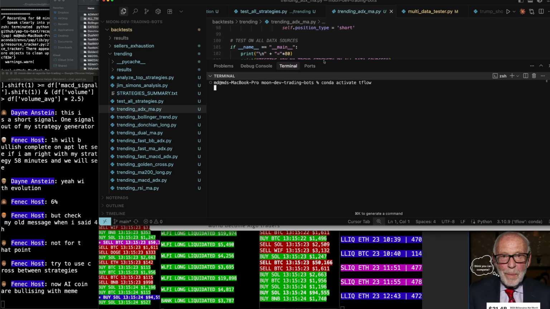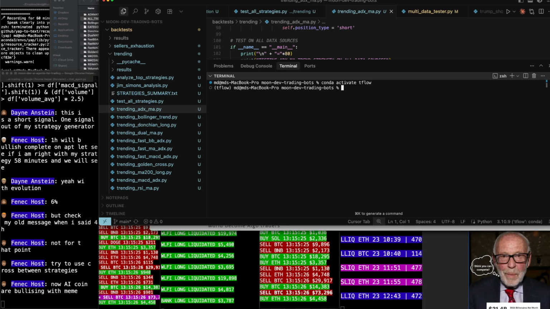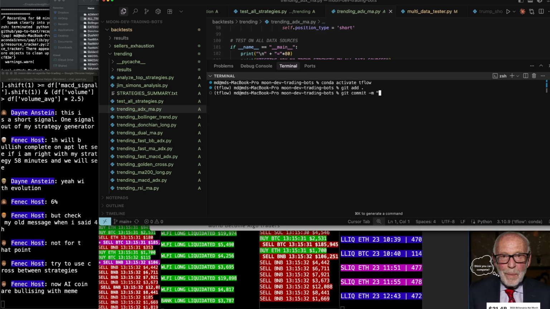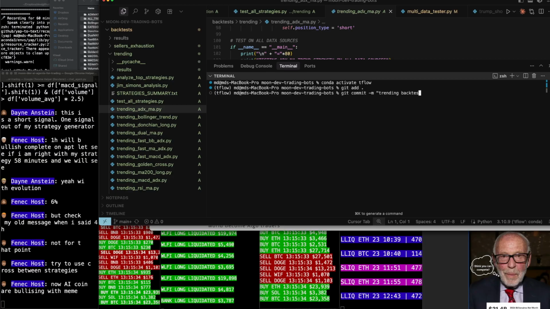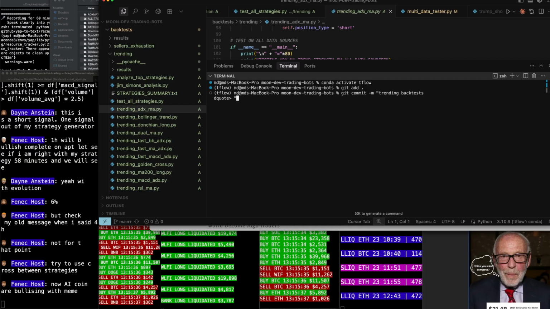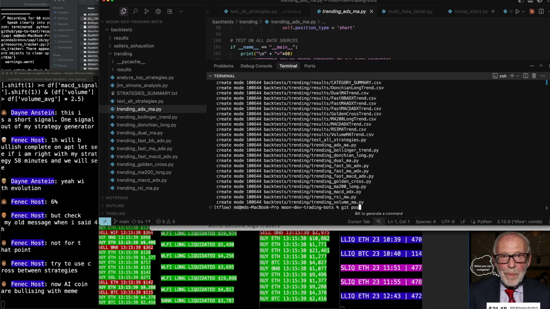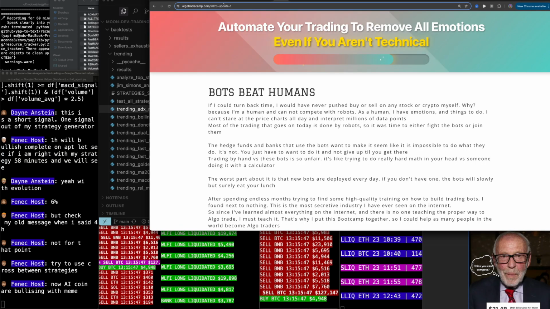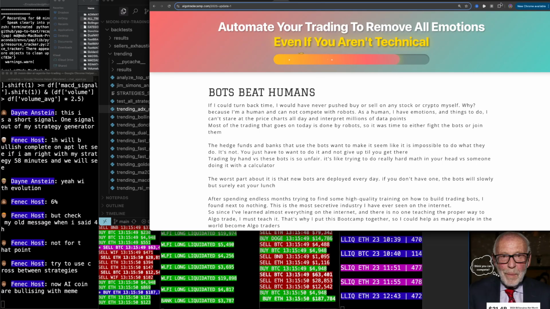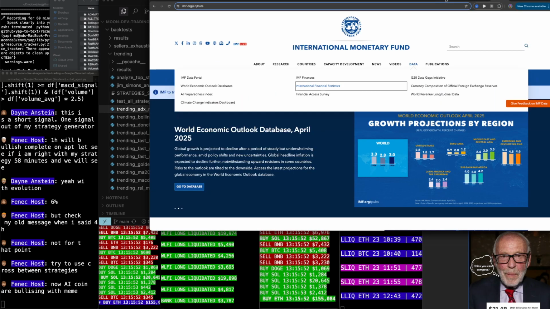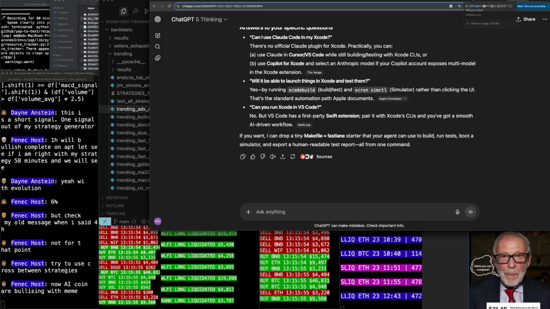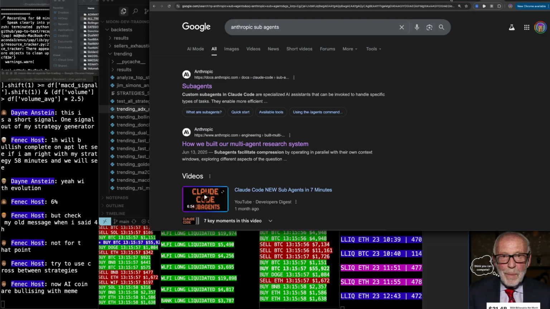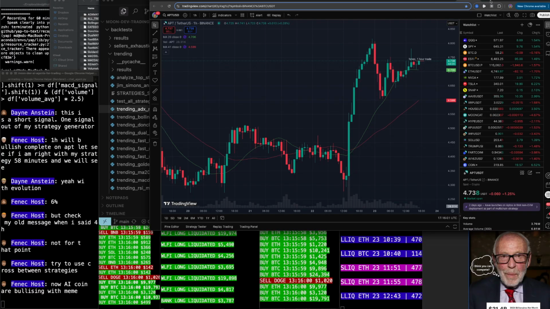So I'm going to go ahead and say git add dot, git commit trending backtest, git push. All right, so that's like 14 backtests or something. 12, 14 backtests or something. Let's go look at it, dude. Let's get out of these. That's an interesting idea, the M2 money supply, though. Aptos, he's up. Homeboy's up.